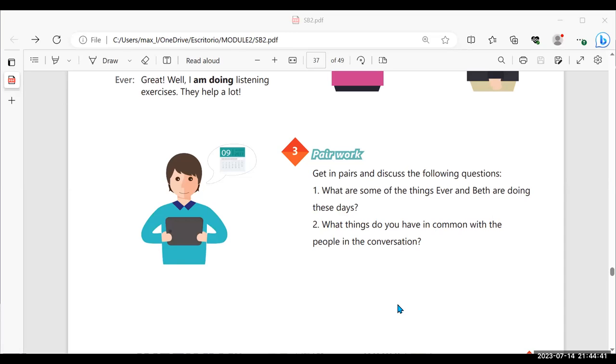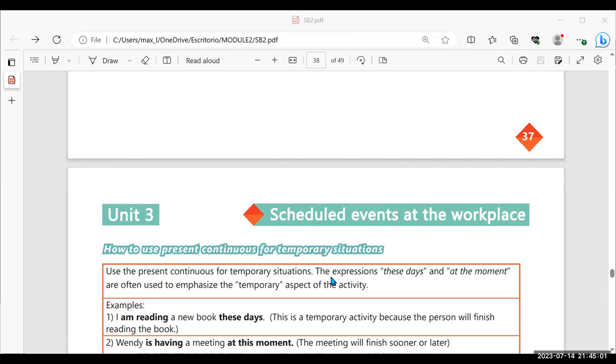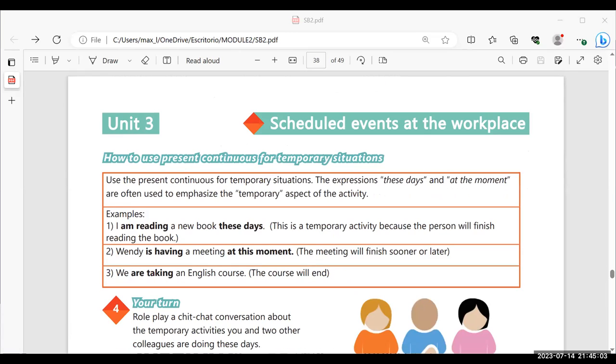¿Cómo dice? Ese es el punto principal. And in the second one, what thing do you have in common with the people in the conversation? The both of you are studying an English course. Yes. Okay, perfect. Thank you. Okay, let us see what else we have here. Okay, we are going to read this one.